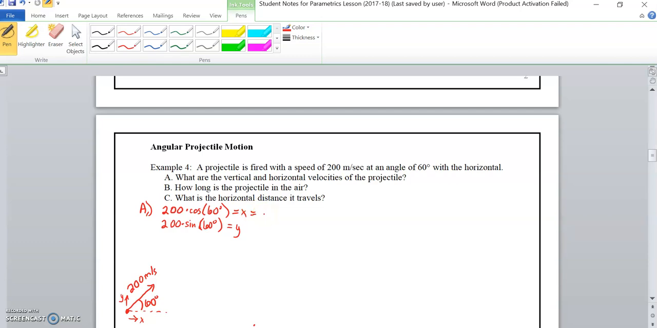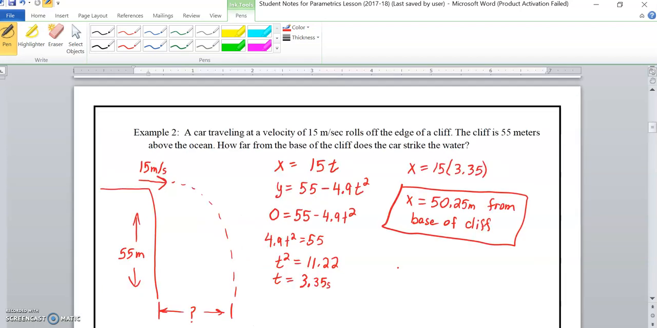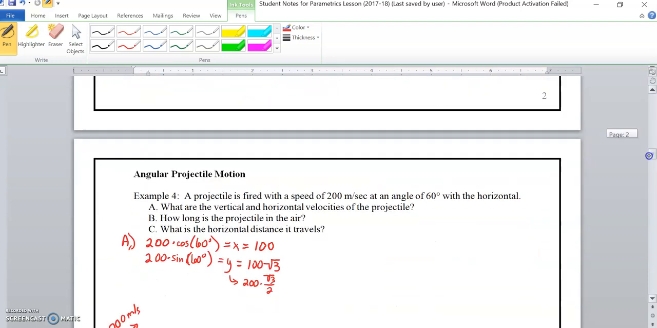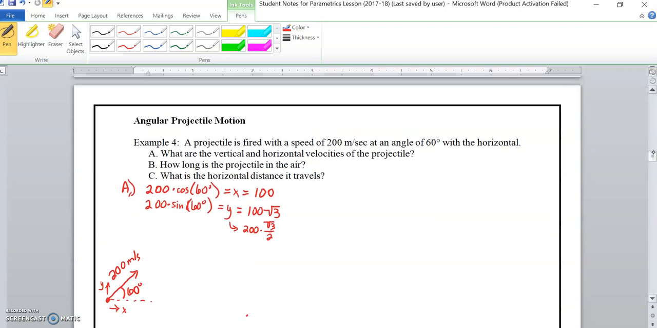So if we look at this, 200 cosine of 60, cool. Cosine 60 is a half, and therefore half of 200 is 100. And here we have 200 sine 60. Well, sine 60 is square root 3 over 2. The answer ends up being 100 square root of 3. Just to let you know how I get that, it's 200 times square root 3 over 2. We can break it down and say 200 times the 1/2, or 200 divided by 2. That's where we get the 100, and the square root 3 just stays there. So we've answered A.